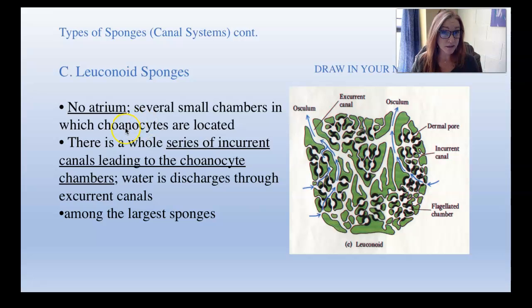Okay, so again, pause me. Go draw the leuconoid body type. It might take you another minute, so make sure that you label the osculum and the ostia in current canal. Okay, and again, this is leuconoid. So pause me, go do that.